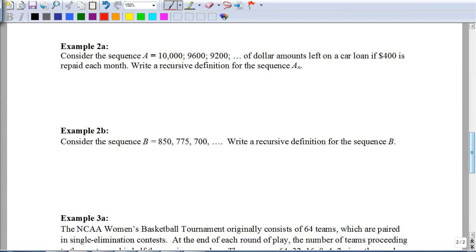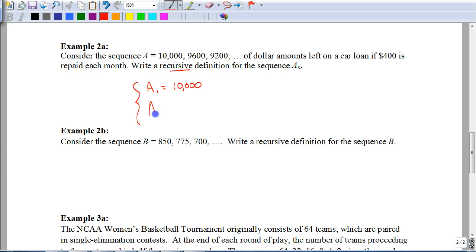Let's look at a story problem. It says, consider the sequence A equals 10,000, 9,600, 9,200, and so on of dollar amounts left on a car loan if $400 is repaid each month. So we want to write a recursive formula here. So again, we're going to see that word recursive, so that reminds me, I need to start out with the fancy bracket. So now what I do is I start out with my first term. This is sequence A, so the first term in sequence A is 10,000.